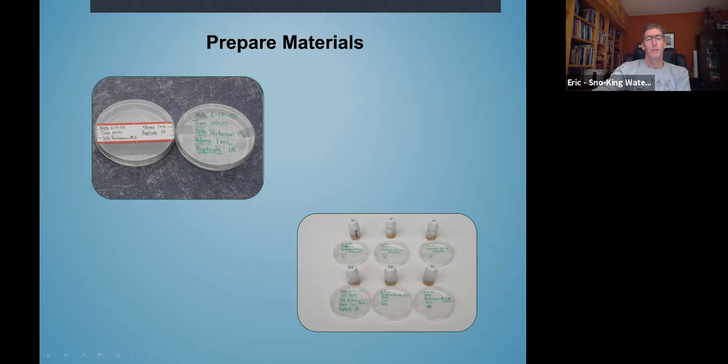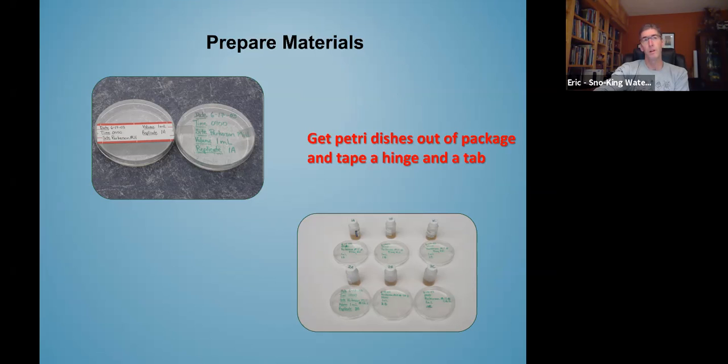We're going to get our Petri dishes ready, and you'll learn there's a certain way that we put tape on them so that you can open it up and then seal it up, so that you can put it in the incubator and not get any additional contaminants in it.